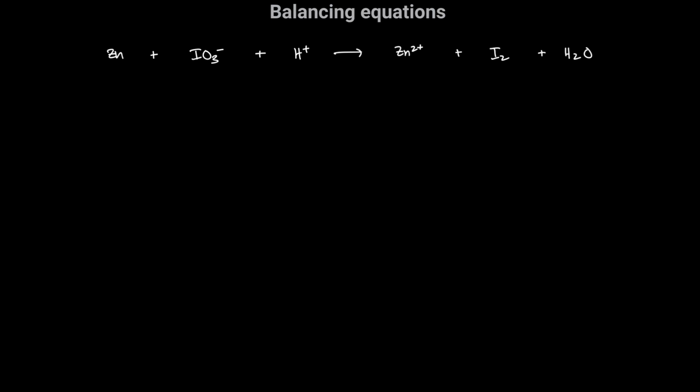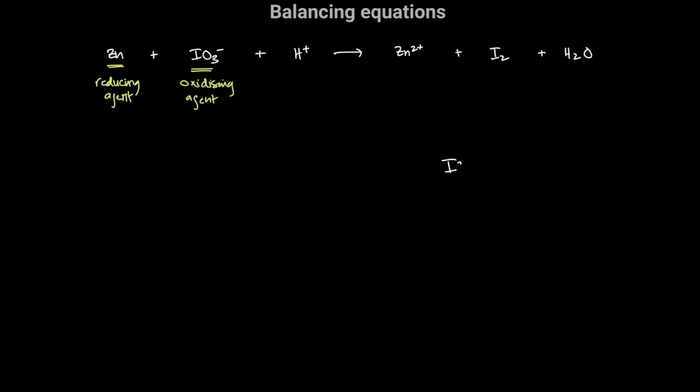Here again we have a redox reaction. Zinc is the reducing agent, it's undergoing oxidation from 0 to +2, and iodate(V) is the oxidizing agent, it's undergoing reduction. In iodate(V), the oxidation number of iodine is +5. You can calculate that as well.